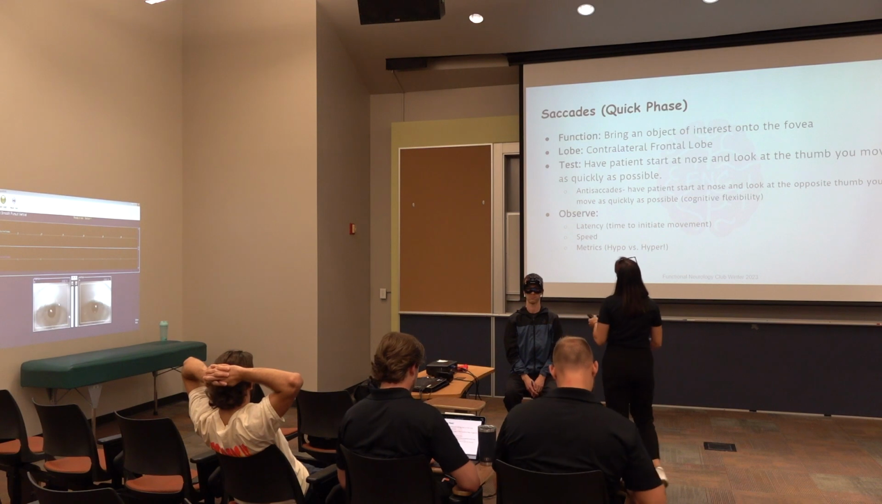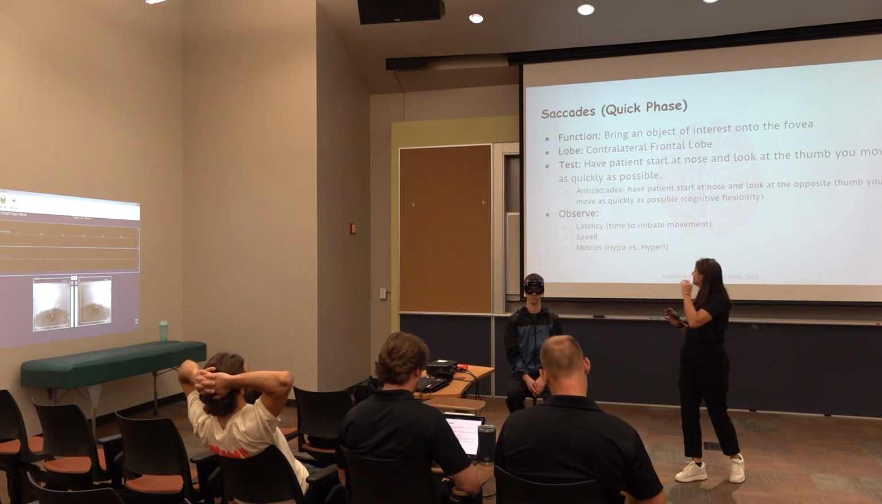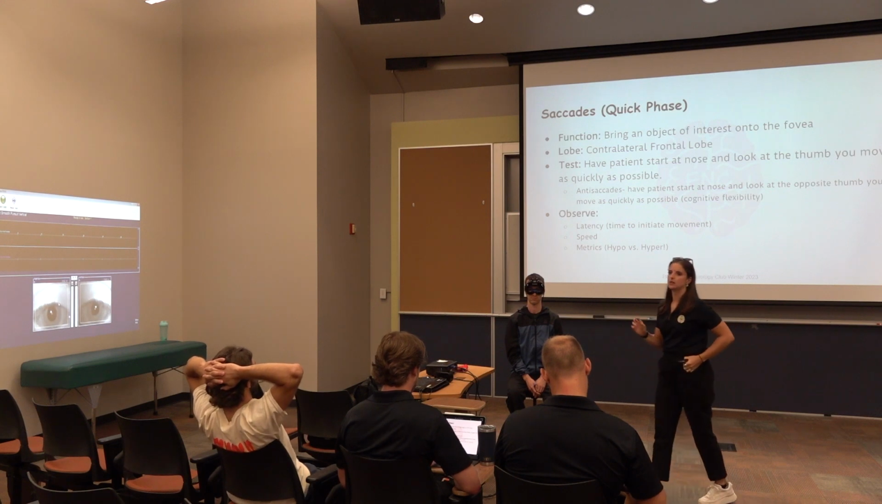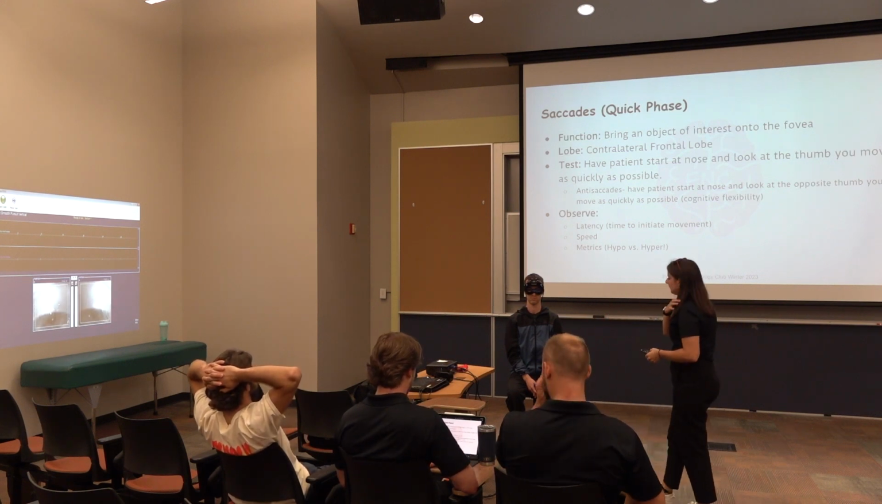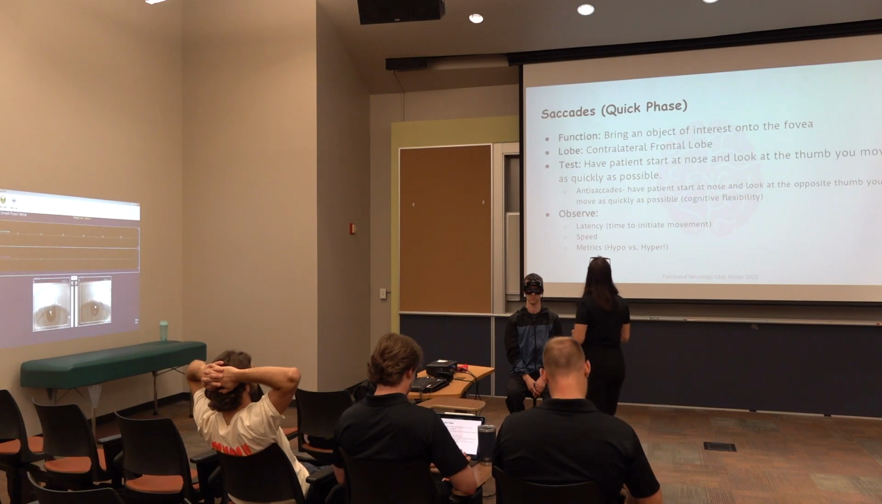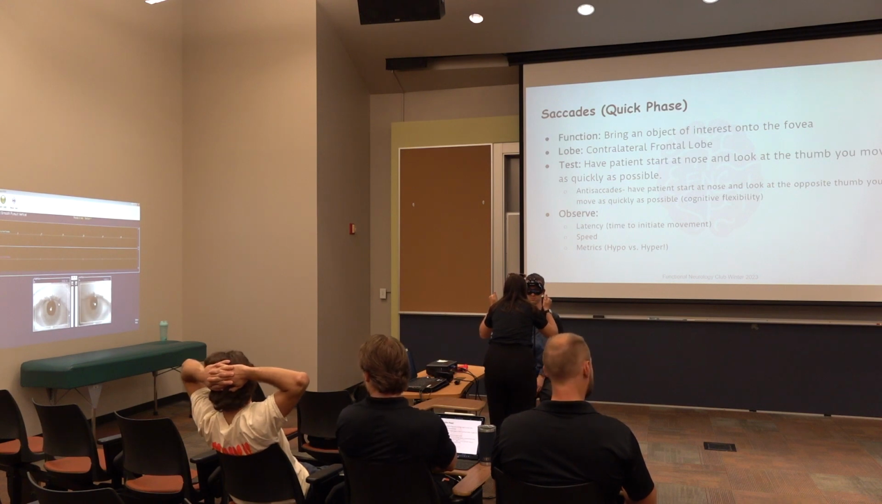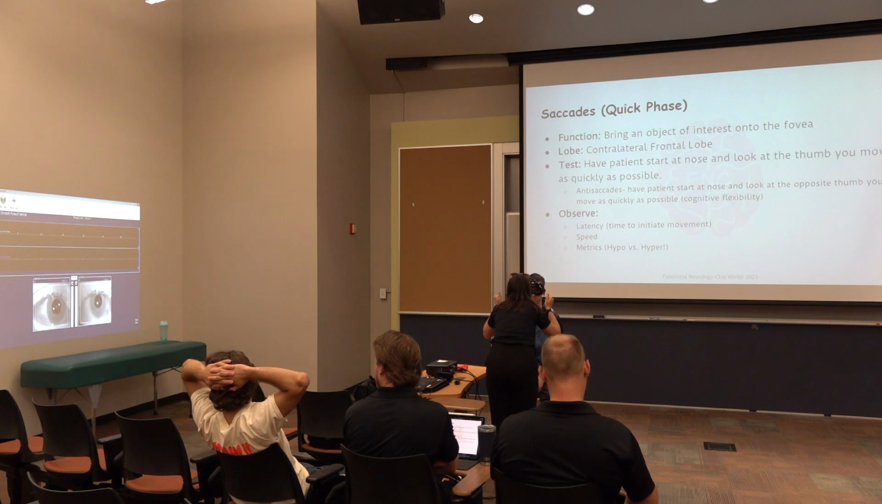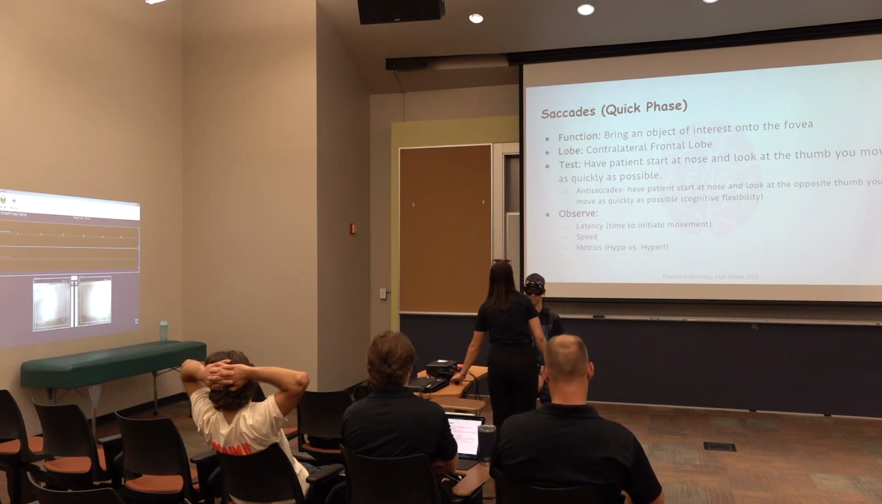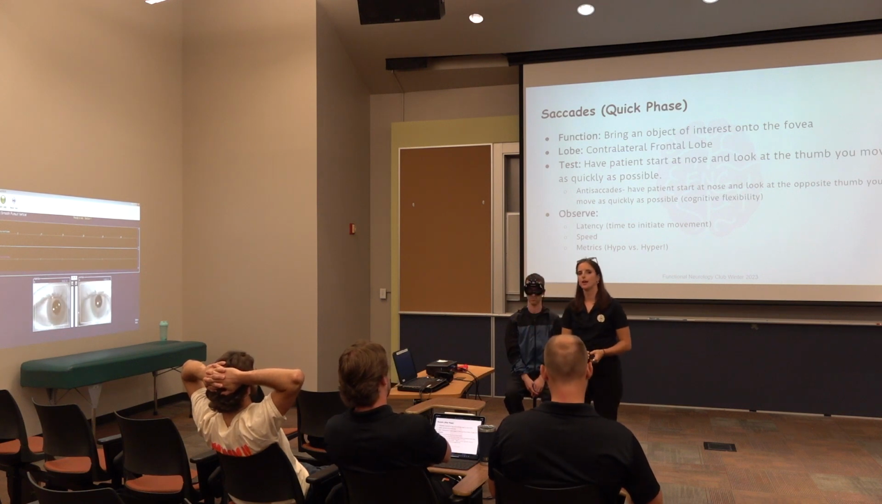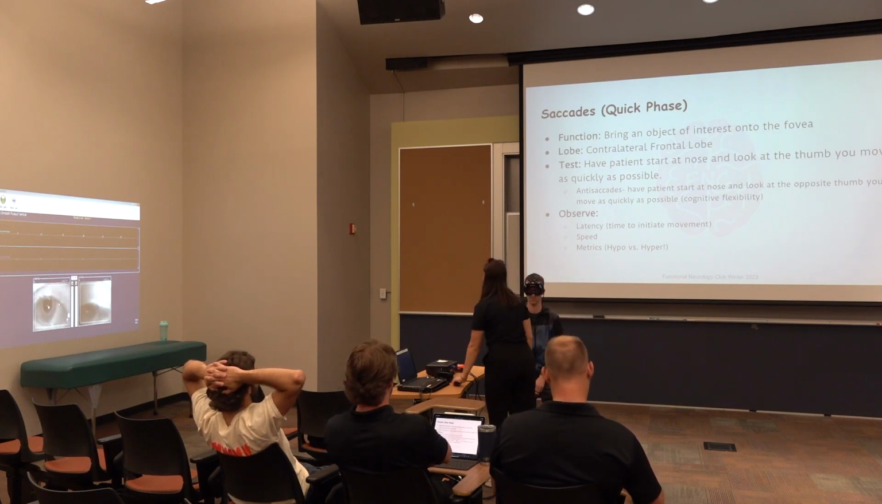Okay, saccades, which are your quick phase. The function of this is to bring the object of interest onto the fovea rather quickly. And it's coming from your contralateral frontal lobe. So here's how it works. Can I have you look at my nose, and then whichever thumb moves, you jump with your eyes, okay? Back. You can do it up and down. And then if you want to really stress the system, you can also do antisaccades. So you're going to have them jump to the thumb that doesn't move.